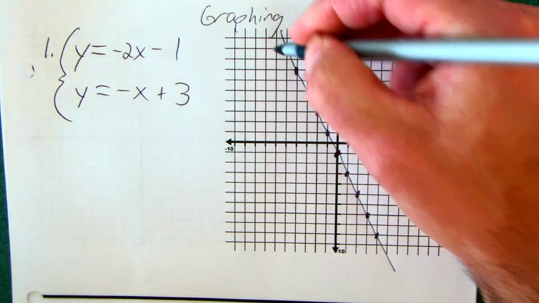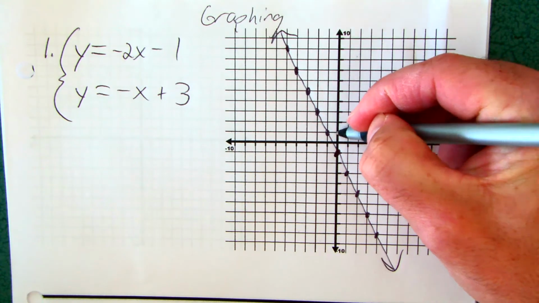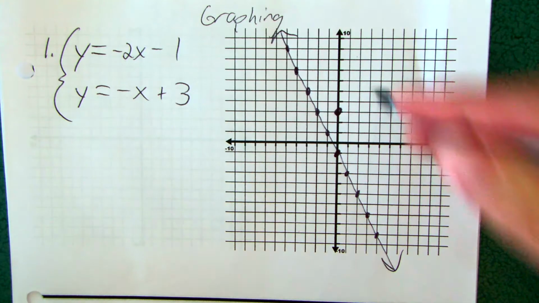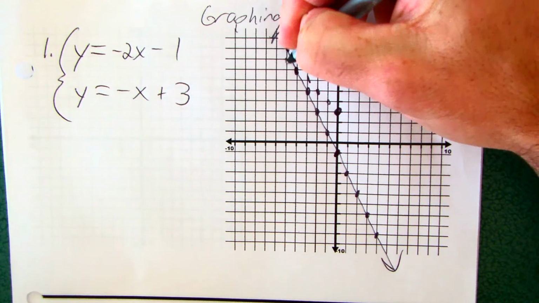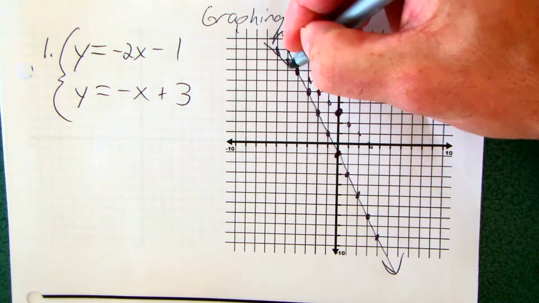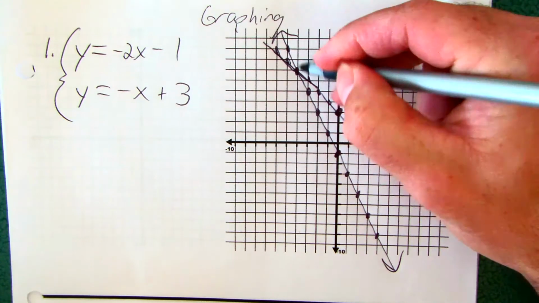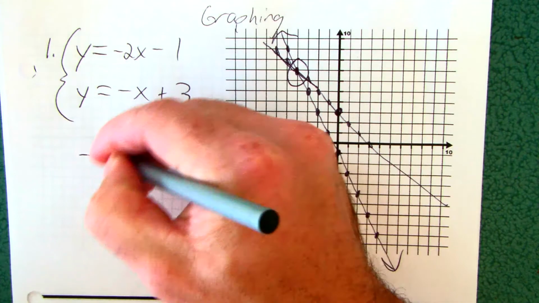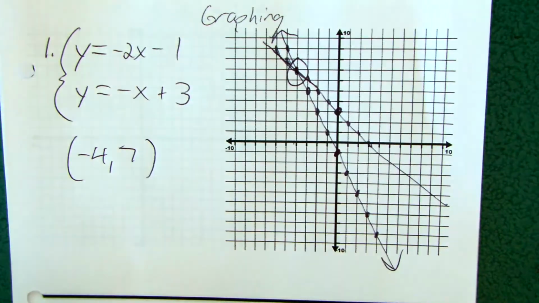Our next line, we have -1x plus 3. So y-intercept at 3, and we have a slope of -1. So we can go up 1, left 1. All right, and that's where our lines are going to intersect. You can keep it going down and to the right, but it's not really necessary. Right there is where they intersect, and that's a point 1, 2, 3, 4. So -4, comma 7. So our solution is -4, 7.